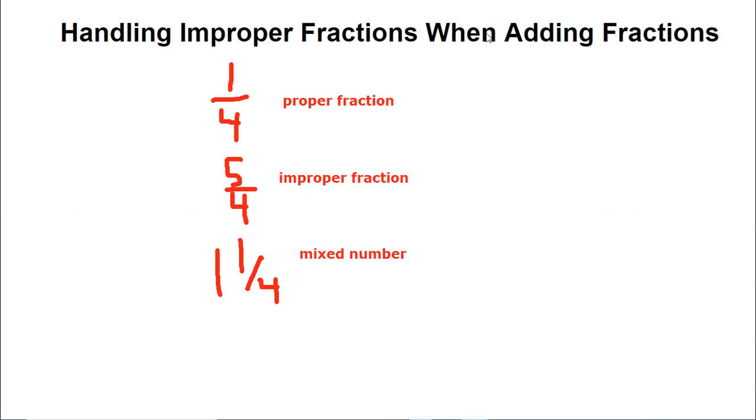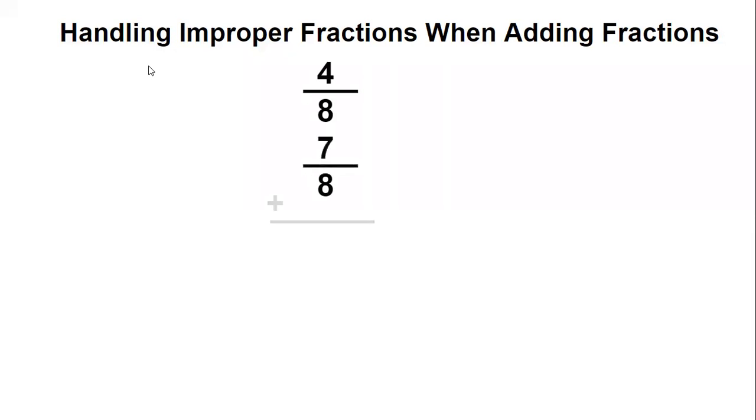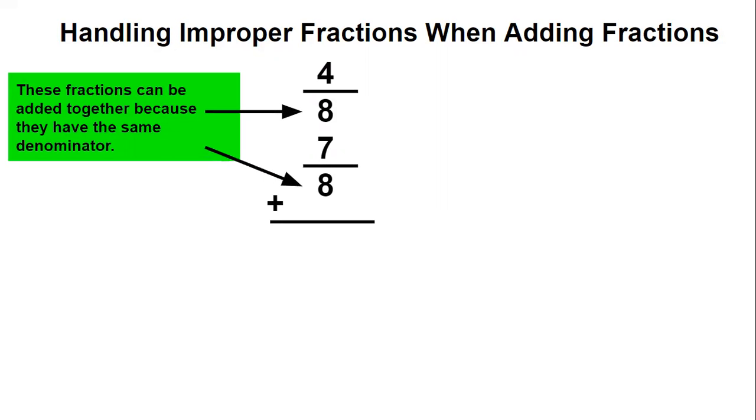Okay, so let's talk about improper fractions when we're adding together. So we have 4/8, and we're going to add 7/8 to that. So remember, check the bottom numbers. Are the denominators both the same? Yes, they're both 8s. So we can just go ahead and add the numerators without having to change the fractions first. In our next lesson, we'll have to change the fractions because we're going to have different denominators. But right now we have the same denominators.